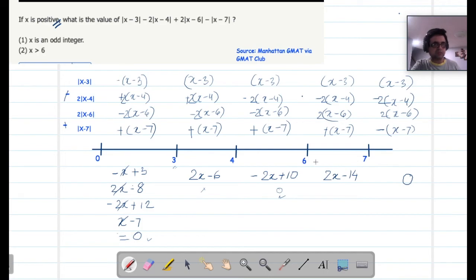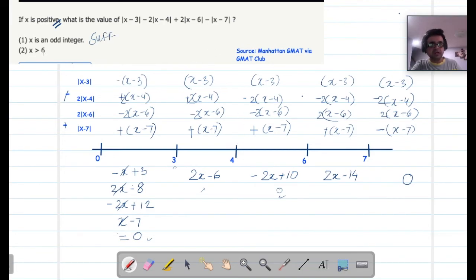No odd values between 6 and 7. At 7, you would get the expression 2 times 7 minus 14, which is 0. So that evaluates to 0. And then you take any number over 7, you are already getting a 0. So you are always getting 0 as the answer. So this is sufficient, as you can see, because you get a unique value of this expression.